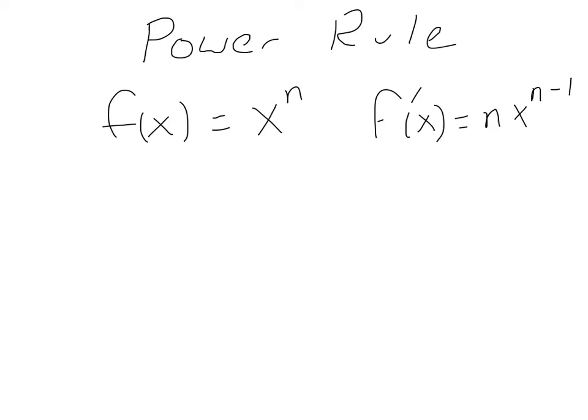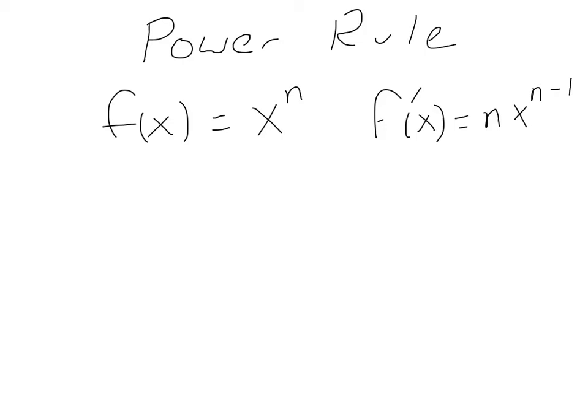For physics, you only have to know about 7 different derivatives. The first of which is the power rule, and generally we write it like this: if f of x equals x to the n power, f prime of x equals nx to the n minus 1 power.